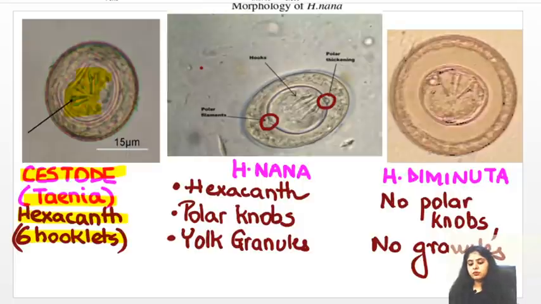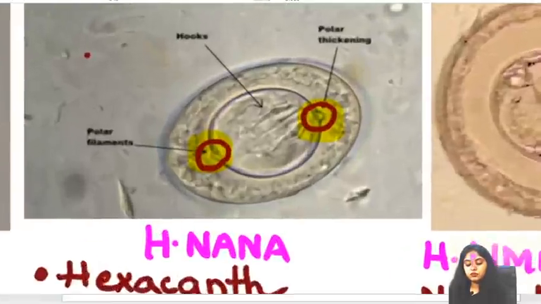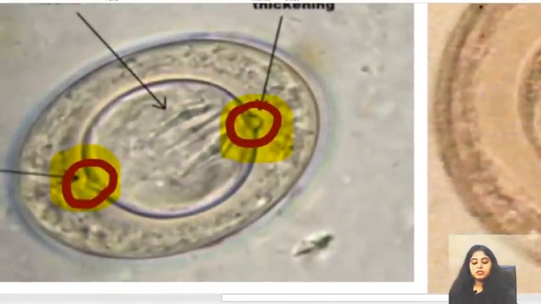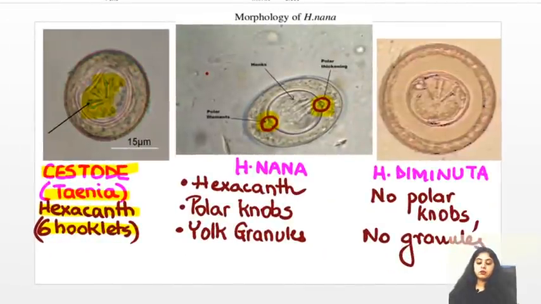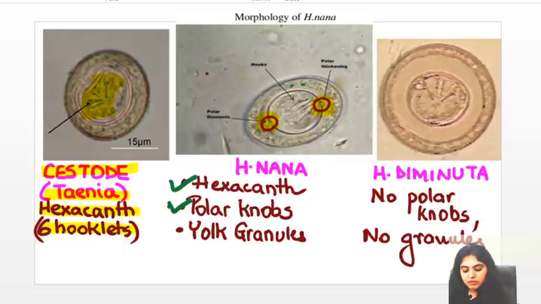In the same cestode egg, if you start seeing these polar knobs, I can zoom in and show you. Yes, can you appreciate there are these 2 knob-like projections? If you start seeing these polar knobs, then you are dealing with a case of H. nana. So you have the same hexacanth, but now you also have polar knobs. And do you see some dirty material over here? This is the yolk granule. So this is H. nana.